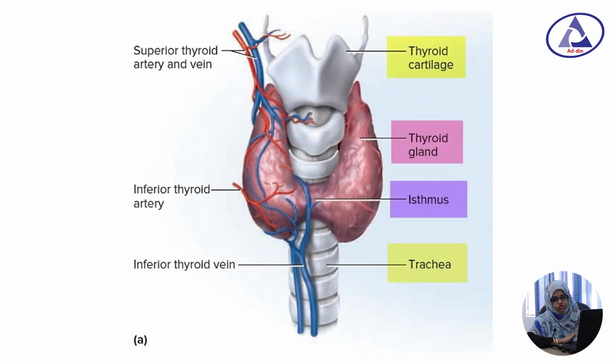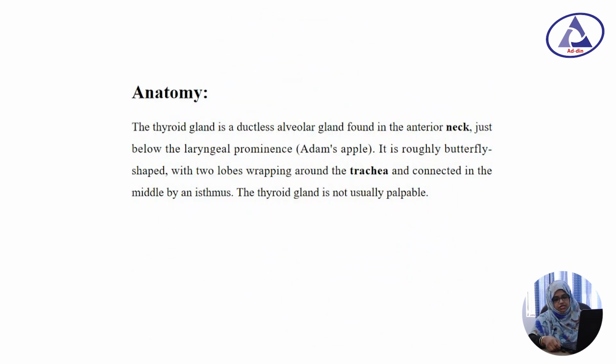At first, we have to know the anatomy of the thyroid gland. The thyroid gland is a ductless alveolar gland found in the anterior neck, just below the laryngeal prominence, that is called Adam's apple. It is roughly butterfly shaped, with two lobes wrapping around the trachea and connected in the middle by an isthmus. The thyroid gland is not usually palpable.